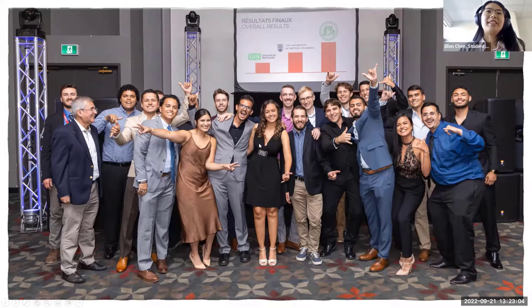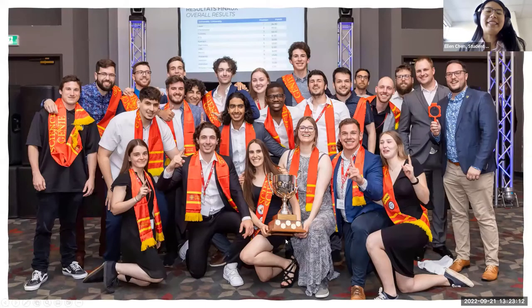So here we have the winner of the Steel Bridge competition, University of Puerto Rico, and also the winners for the Concrete Canoe competition, University Laval.